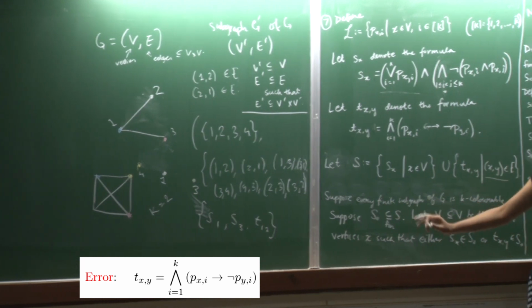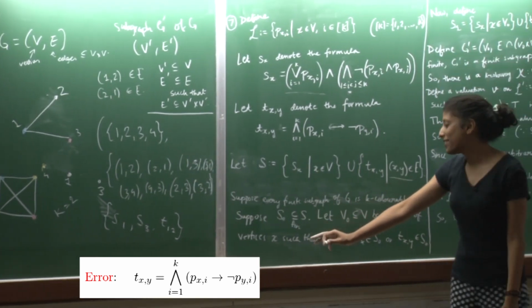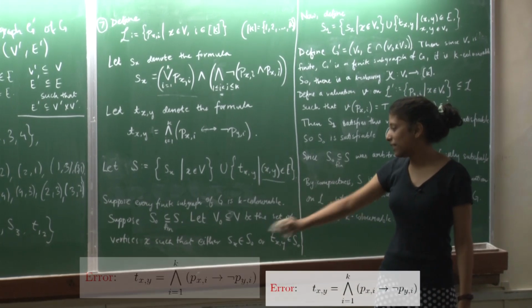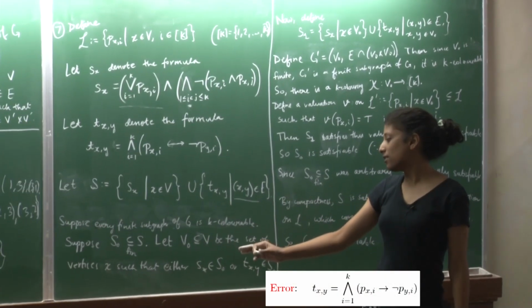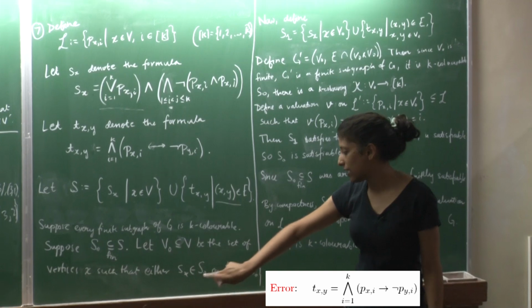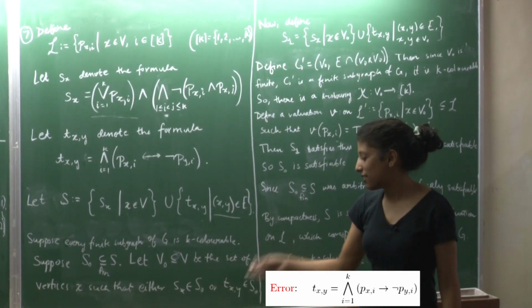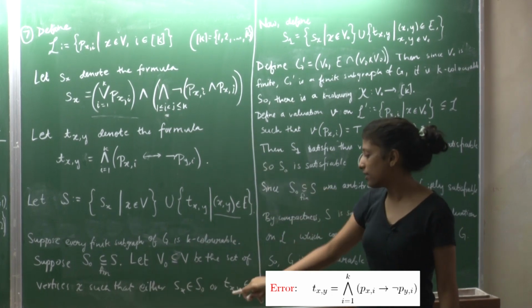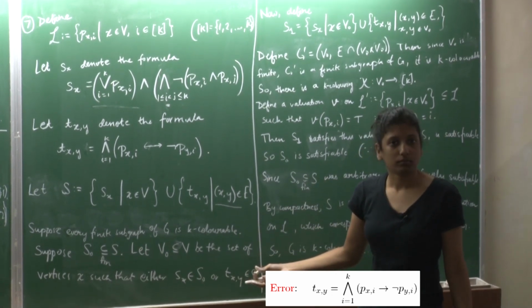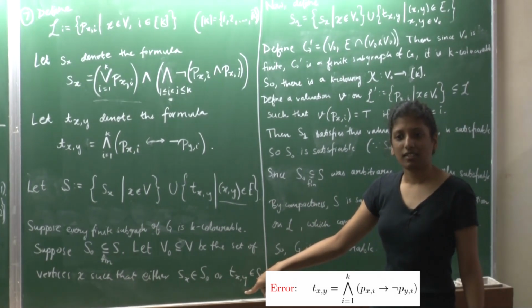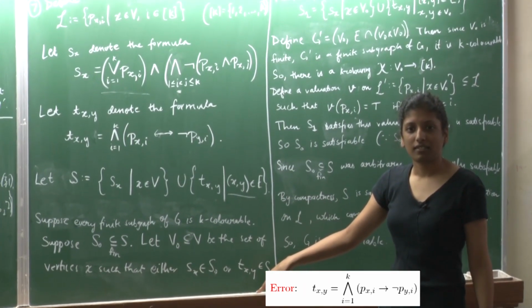Suppose that S0 is a finite subset of S. So you have a finite subset of formulas, and let V0 be the set of vertices that are either such that Sx is in S0, or such that some formula Txy is in S0. Why don't I need to include Tyx here? It's symmetric.